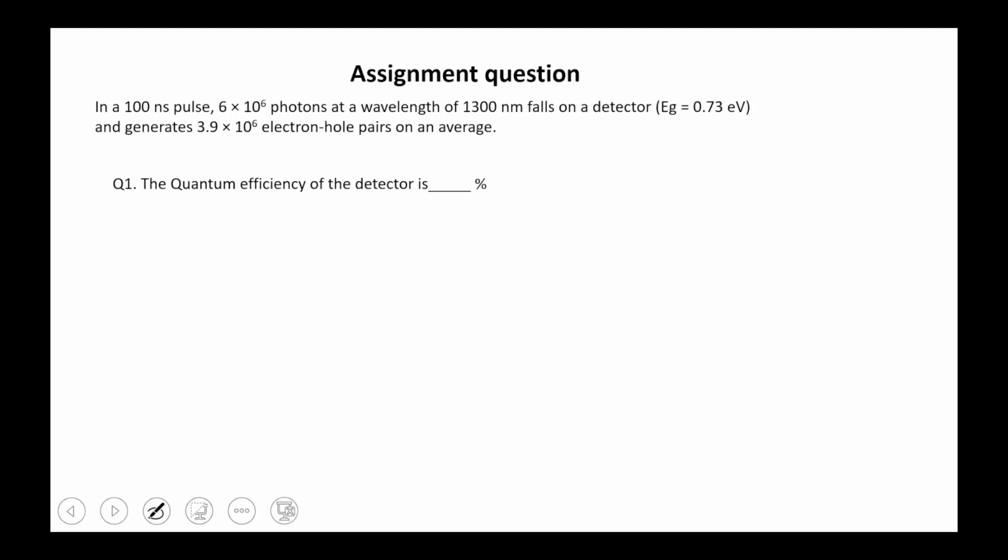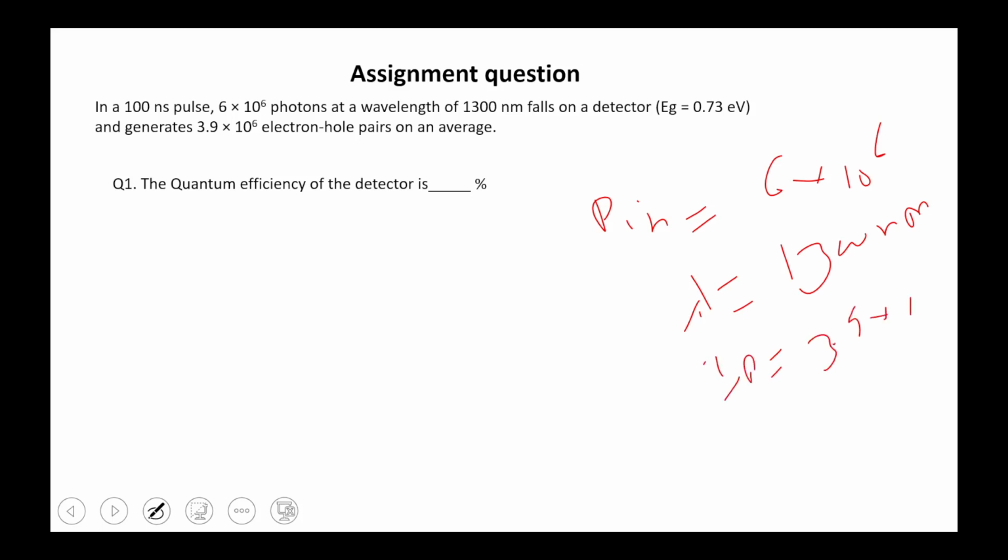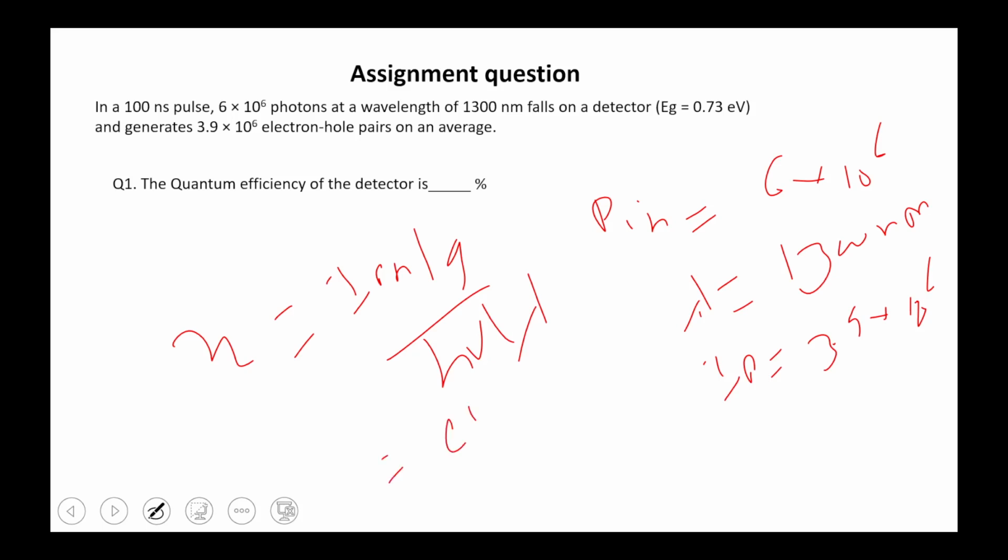The quantum efficiency you have to find. The input power of the photons is 6 into 10 to the power 6, generated at wavelength lambda, which is given as 300 nanometer, and Eg is given. The generated electron-hole pairs will be 3.9 into 10 to the power 6. Quantum efficiency you already know: I_ph upon q, hν upon lambda, or the number of electron-hole pairs generated upon incident photons. So the electron-hole pairs given are 3.9 into 10 to the power 6 and the incident power is 6 into 10 to the power 6. You directly divide them and you get the quantum efficiency of the photodetector.